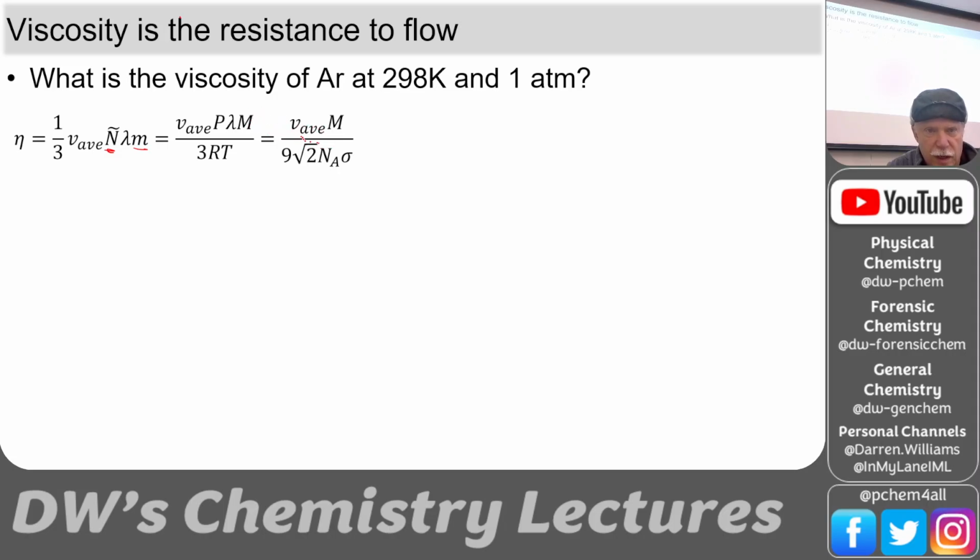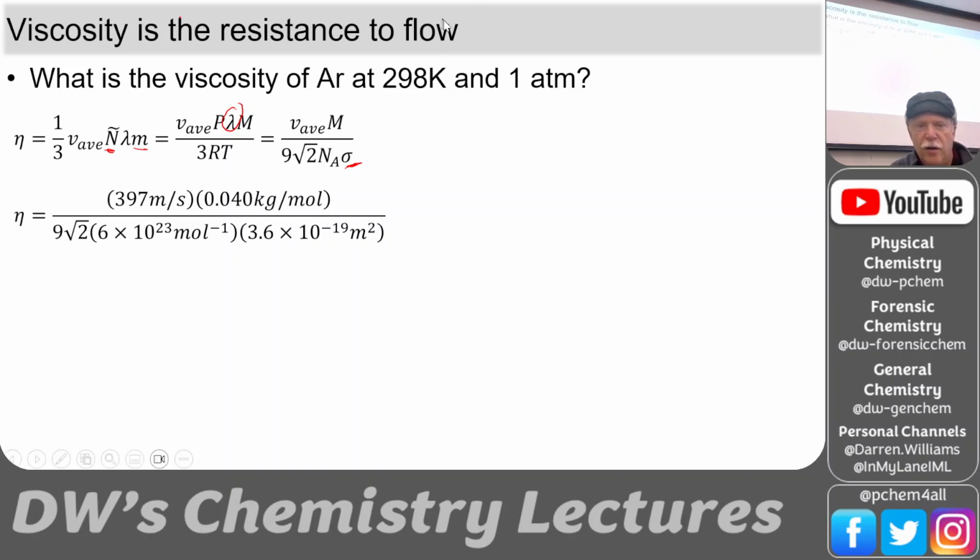And so then we can, at 1 atmosphere and room temperature, we also need to substitute for this mean free path. That's where we end up with this collision diameter. And we calculated that in an earlier set of notes. And so this was sigma down here, the collision diameter for the argon atom. This is the molar mass in kilograms per mole.